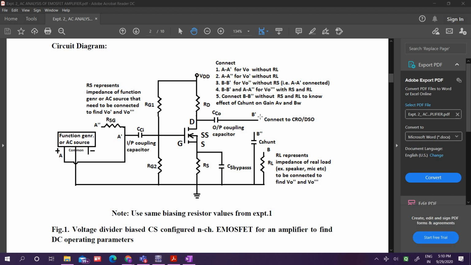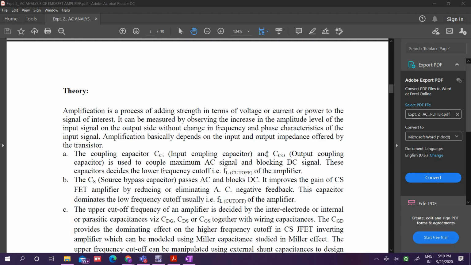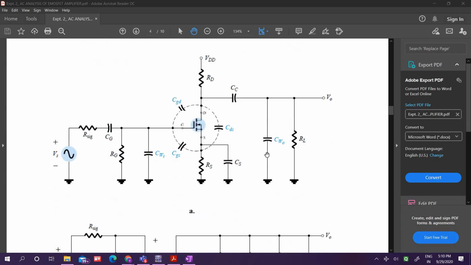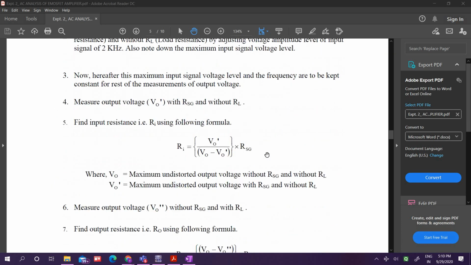So from these capacitance values, we again cross-check what will be the effect of the shunt capacitance and the source bypass capacitor on the gain and the bandwidth. One by one we solve this, and after that we can put these values in some equations or formulas, and we can obtain all the theoretical and practical values. So these are the formulas.